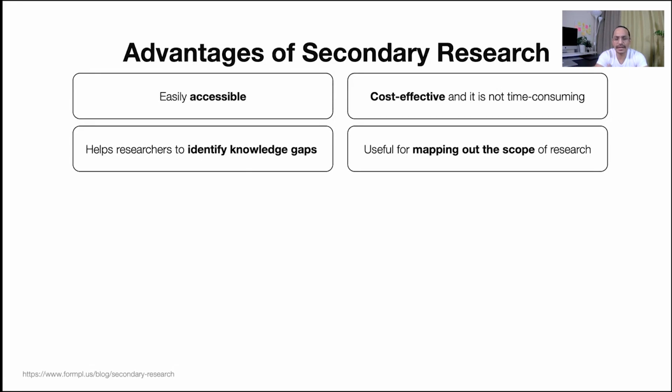You can get this data in one day, two days, depending upon how much data you want. And it helps the researcher identify knowledge gaps. It's quick. You can get this data anytime, any day, and it can really help you clear doubts if you have any. And it's useful for mapping out the scope of the research. Once you see that yes, there is a gap, there is a scope for the next steps, and you should be working on it. So then you can use this for your next steps.